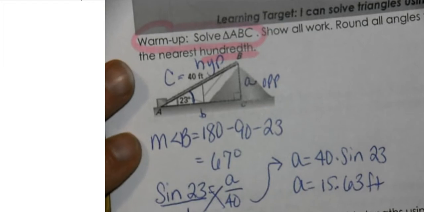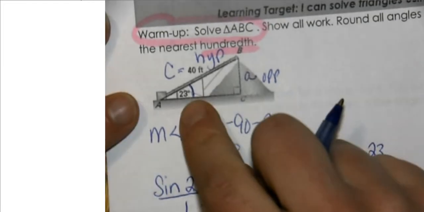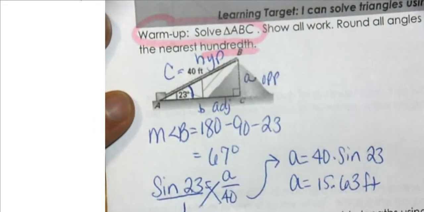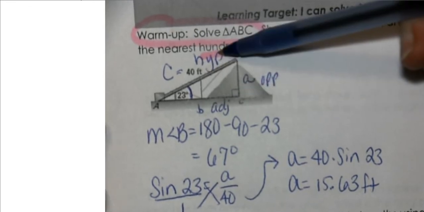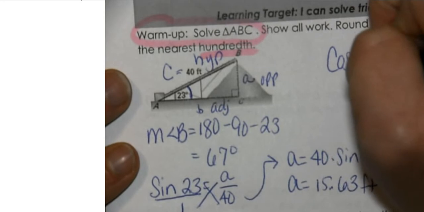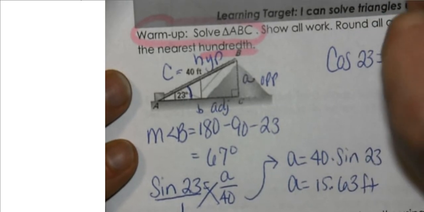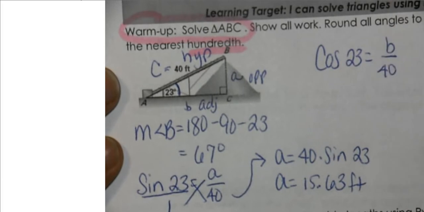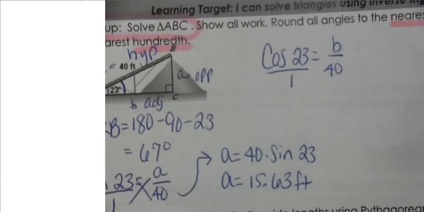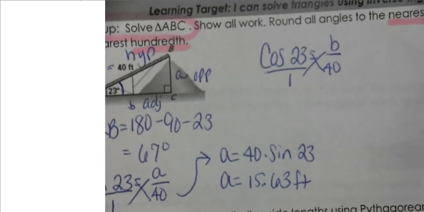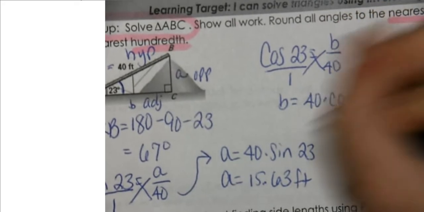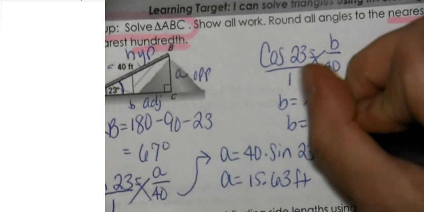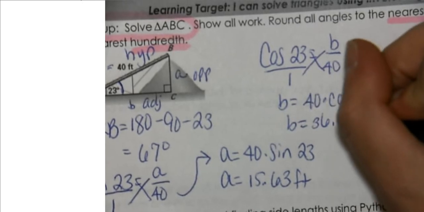Next, we want to find what little b is, and I'm going to go back to just working with given information. With respect to 23 degrees, little b is the adjacent side. We are given the hypotenuse, and the trig function that uses adjacent and hypotenuse is cosine. So I'm going to write cosine of 23 degrees is equal to the adjacent, which is b, divided by the hypotenuse, which is 40. Remember that cosine of 23 is just a number, and so we make that over 1 and use cross product to find what b is. So b is equal to 40 times the cosine of 23, and when we put that into our calculator, we end up with 36.82 feet.